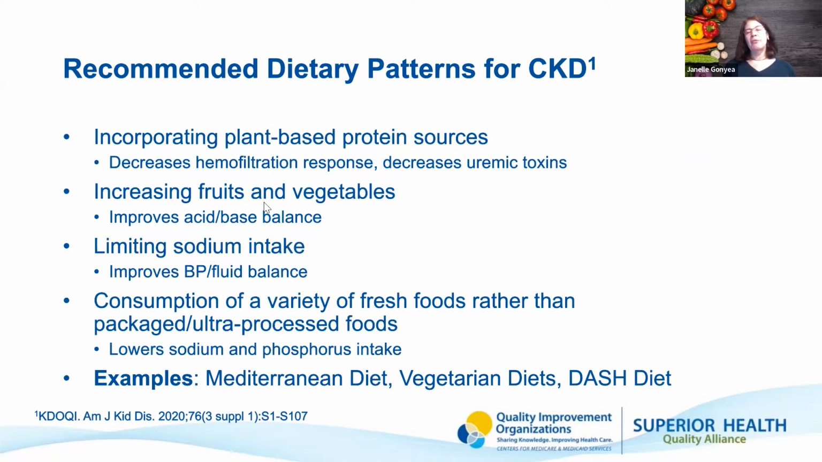And we also know that over time, and its interaction with the gut microbiome, we do see decrease in uremic toxins building up. We know that by increasing fruits and vegetables, we can improve their acid-base balance, which can slow progression. We know that it has to be limited in sodium because that will improve their blood pressure and fluid balance. And we know that overarching, we want them to consume as fresh of foods as they can versus the packaged and ultra-processed foods. And this is just a way to avoid the additives that may be really high in sodium or phosphorus, for example, which are things that we're concerned about in this patient population.